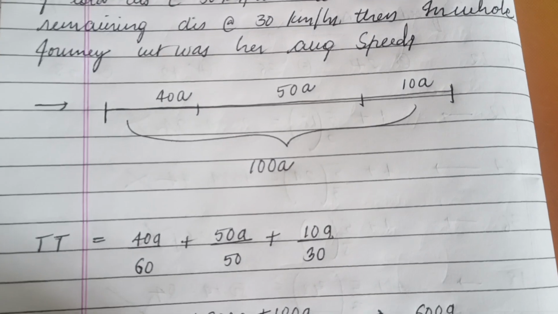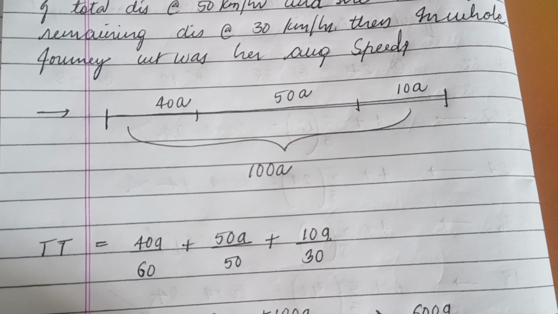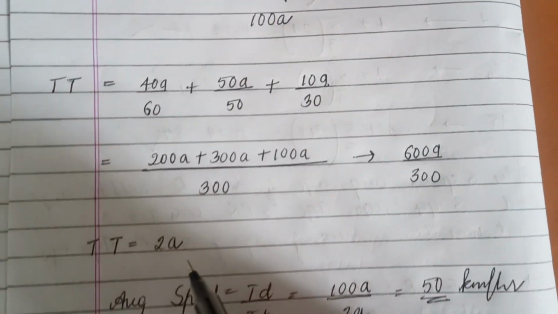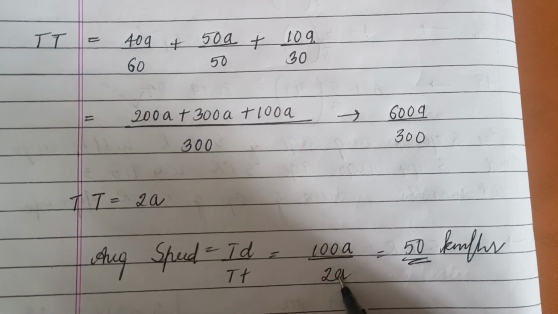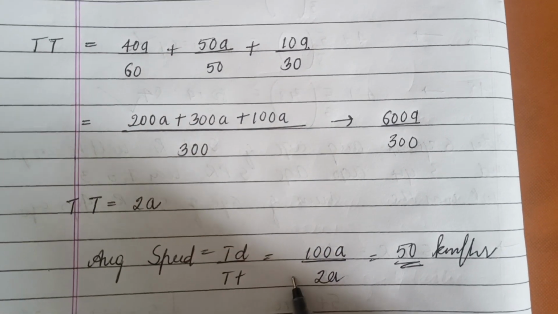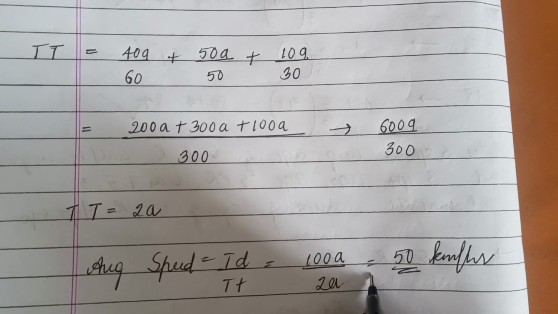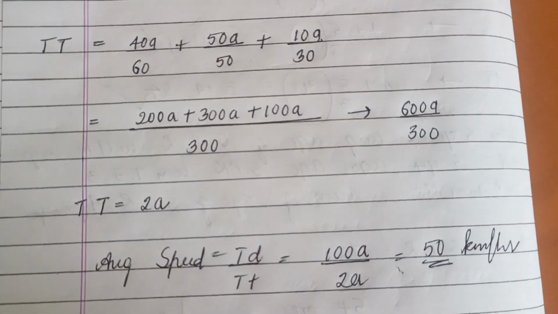And here they asked the average speed of her. Means we know that the total distance will be 100A, and that is divided by the total time taken. We will get the average speed, which is 50 km per hour.